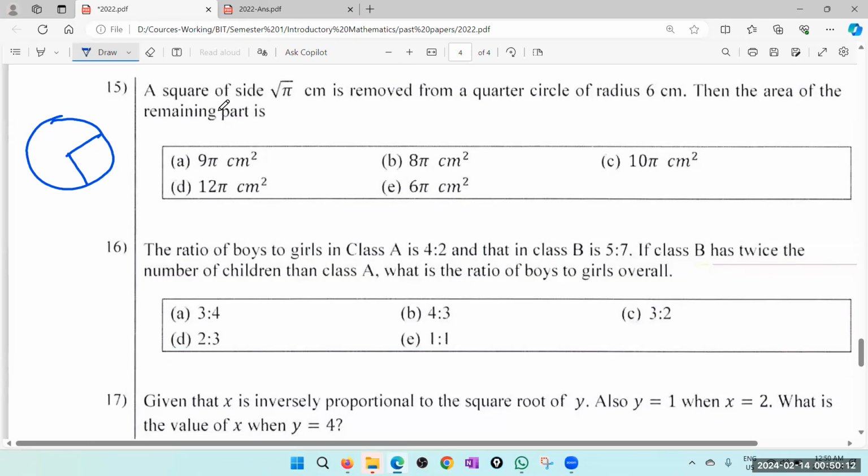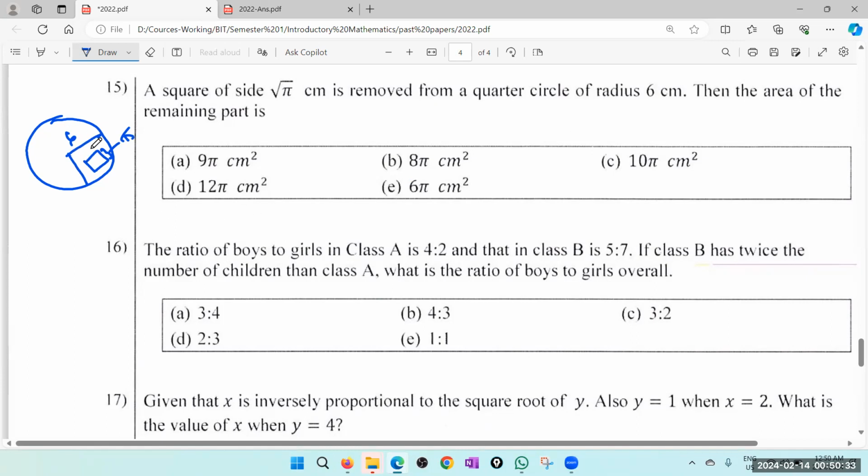A square of side 5 is removed from a quarter circle of radius 6. Okay, so that means it has removed something like this. The radius is 6, but this length is 5. Then the area of the remaining part, so that is super easy.